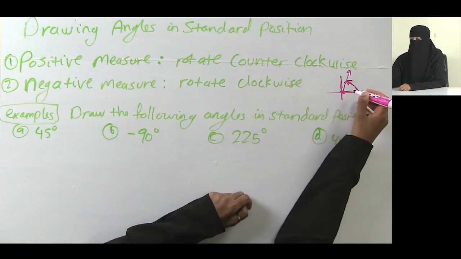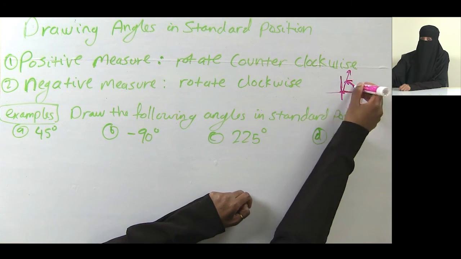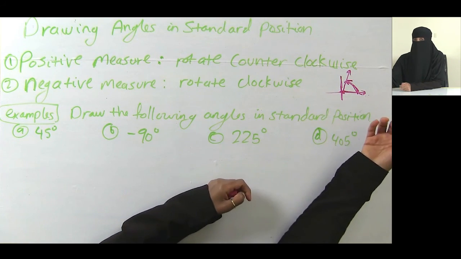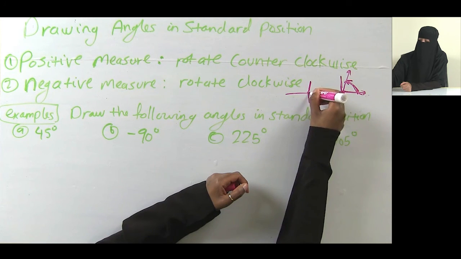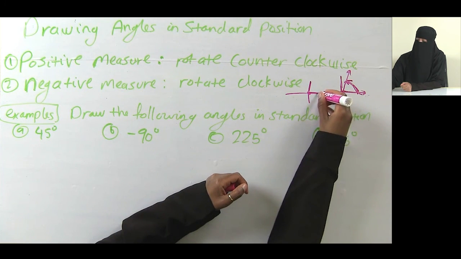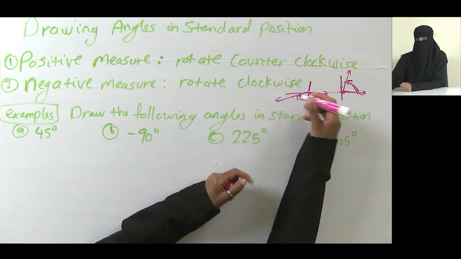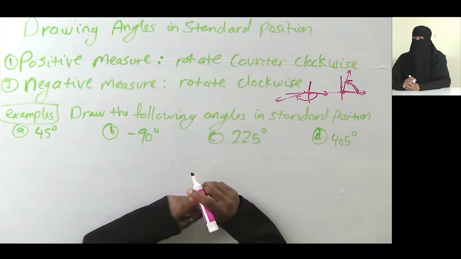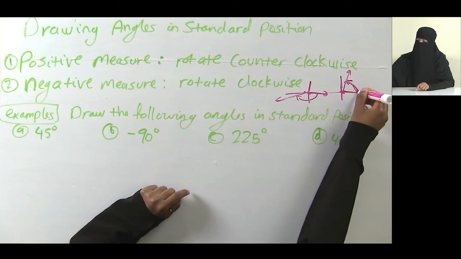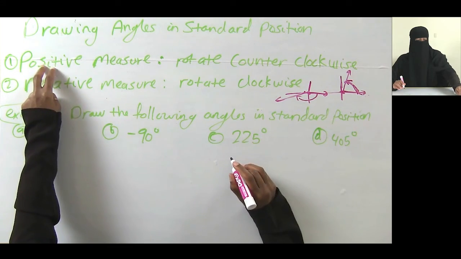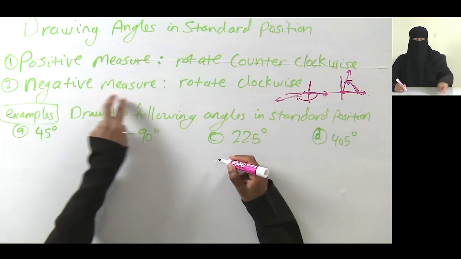Now, if you notice though, so far I've just been rotating upwards, or counterclockwise. But that's not the only way we can rotate. If I have an initial side that's starting here, I can also rotate down, or clockwise, and then end up being in the terminal side here. So from now on, if you rotate counterclockwise, that's going to be a positive measure, and if you rotate clockwise, that's going to be a negative measure.